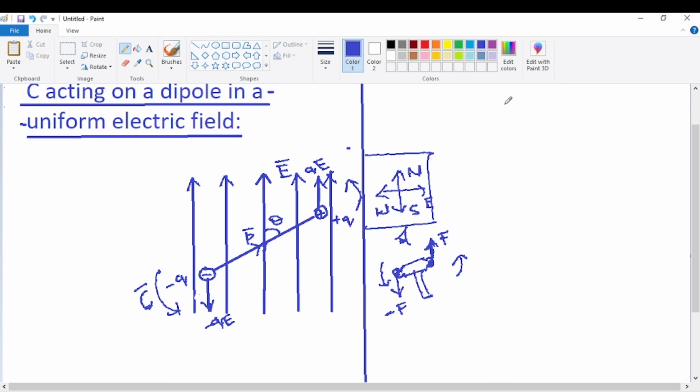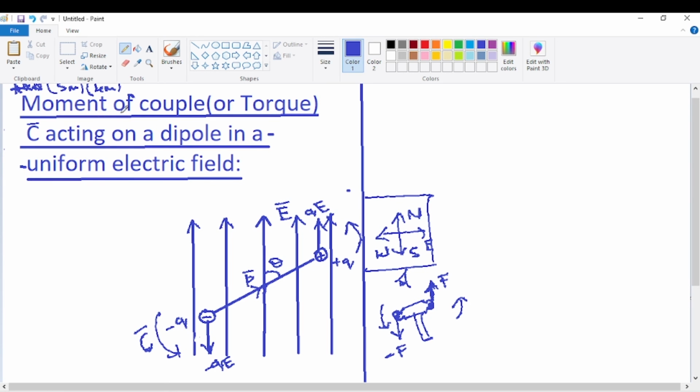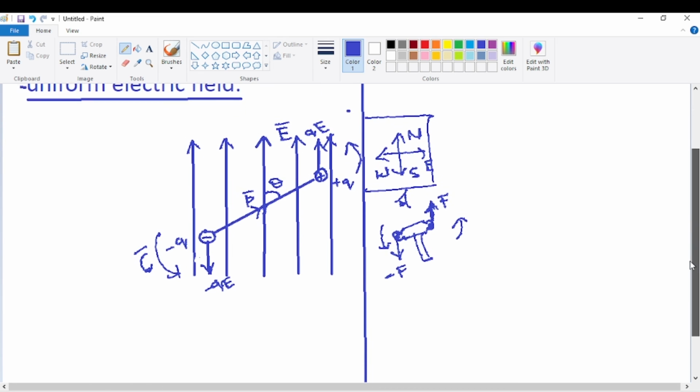The same thing happens here. Now the question is, once it comes parallel to the field, why does it come to rest there? This reason I already said, it depends on the expression for the moment of couple. So how to find out the moment of couple? Easily it can be found out.